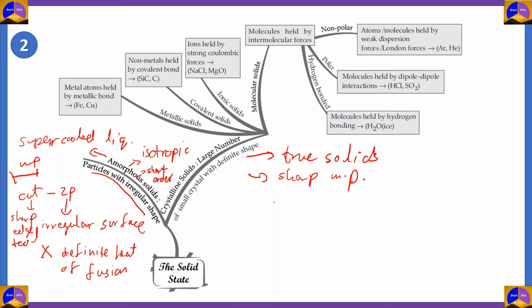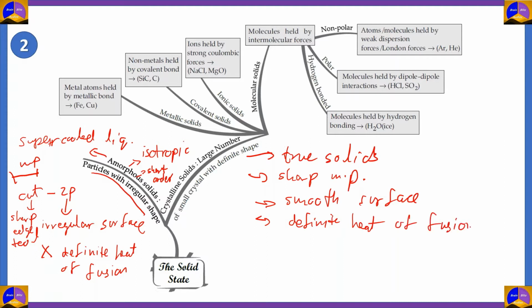And when they get cut into two pieces, they have smooth surfaces. When you cut a crystalline solid with a sharp edge tool, then the cut surface is actually smooth, as opposed to irregular when you cut an amorphous solid. Then crystalline solids, they have definite heat of fusion, so you only need a specific amount of heat in order to melt a crystalline solid. However, for an amorphous solid, it is actually a range of temperatures, so therefore there is no definite heat.